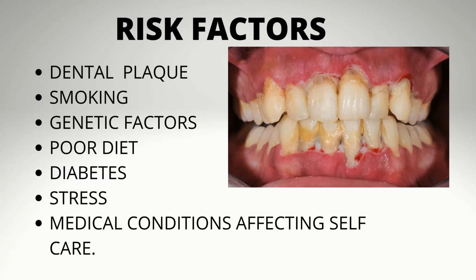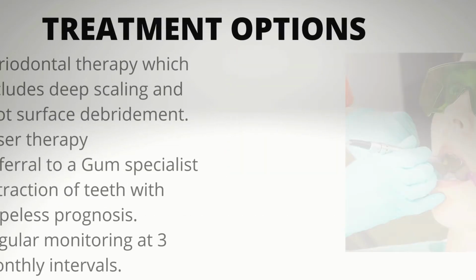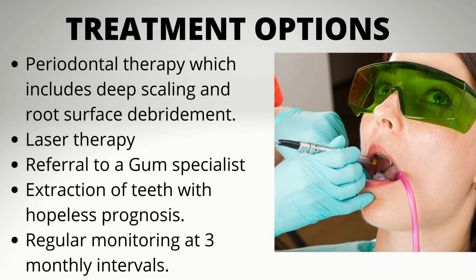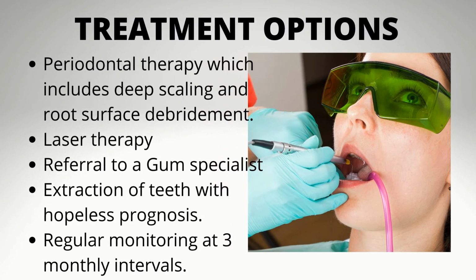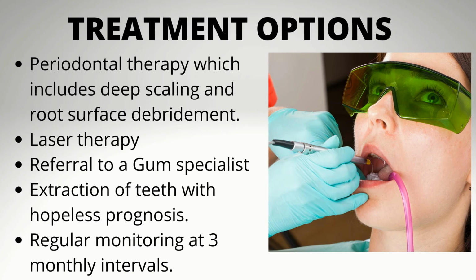So this can act as a contributing factor and can aggravate existing gum disease or may cause gum disease. So let's look at the various treatment options that are available for those with advanced gum disease. Number 1 is periodontal therapy, which includes deep scaling and root surface debridement. So basically your dentist would clean out your teeth thoroughly, and this will be above the gum line as well as below the gum line.